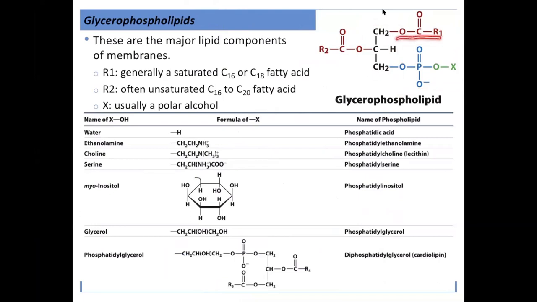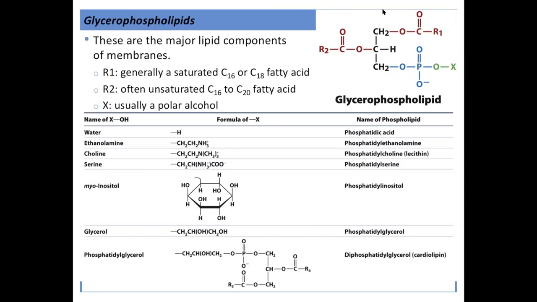We're going to have fatty acids here as ester linkages. And then this one here, we actually have a phosphate. And then off to this group here, we actually have various groups. And so these are known as glycerophospholipids. R1 up here generally is a saturated fat between C16 and C18. R2 is often an unsaturated fat between C16 and C20. And X is usually a polar alcohol.